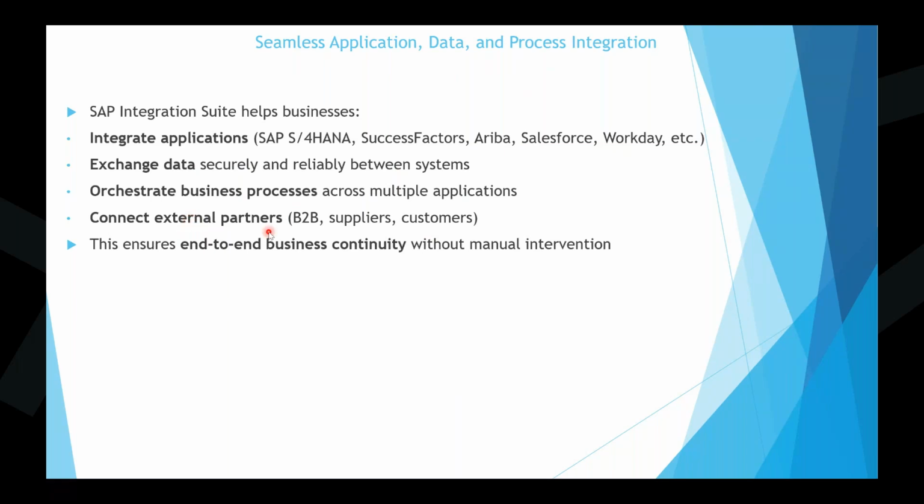So now, connect external partners. B2B means business to business. Example: sending a purchase order electronically to a supplier and receiving an invoice back, all automated, no emails or faxes. So this is very important. Every organization has to do this type of thing. Then Integration Suite will help us to achieve this. There is no more manual data entry, no more emails or spreadsheets, no more delays. Everything flows automatically and reliably. Is it clear? Using the Integration Suite.